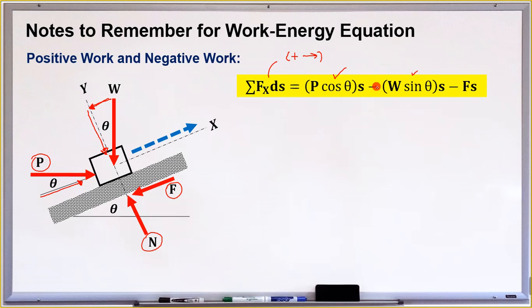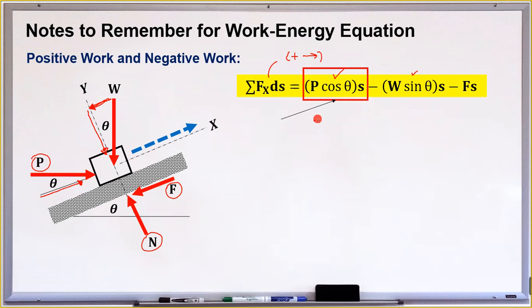Then it is negative, because it acts opposite to the direction of motion. And the last one is the friction. Friction also opposes the direction of motion. That is why it takes the negative sign here, no? So the displacement is the same for every force, given.